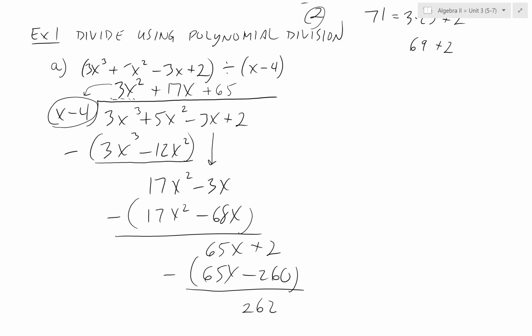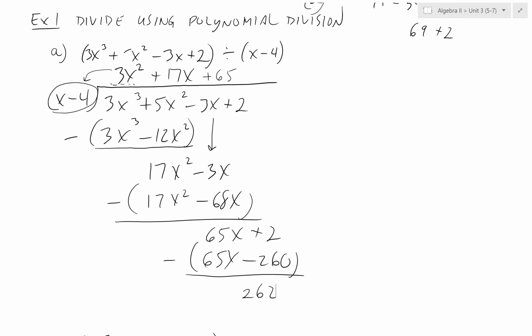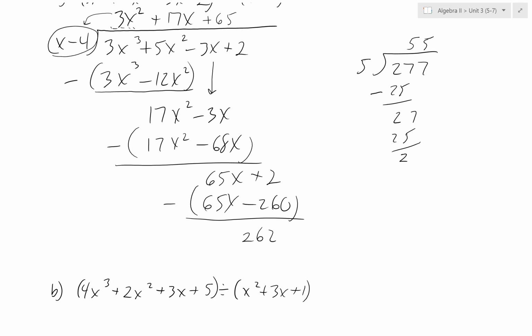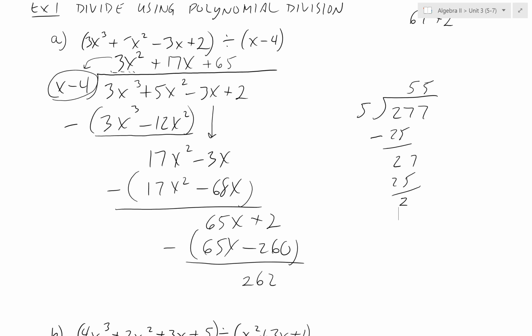Why does that go to subtract? Because it's plus 2 and then it's negative 260. We always subtract what we get after we multiply, just like with numerical division. Okay, if you did 5 into 277, that goes in 5 times, you multiply, you get 25, and what do you do? Subtract, right? So we always subtract. Bring down the 7, goes in another 5 times, 25, subtract, and you get 2. Okay, so we're always subtracting at that step. So our remainder is 262.